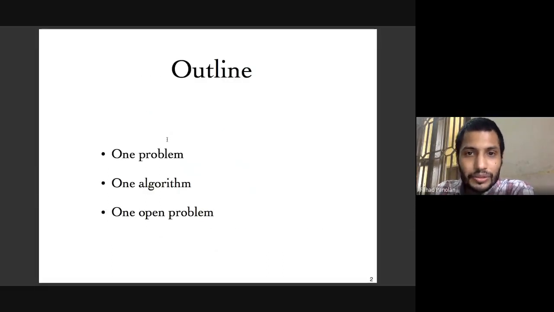So the outline is that I will define this problem, just one problem, and we will see one algorithm, and at the end one open problem. So this will be a very short talk, probably like 40 minutes. Okay.